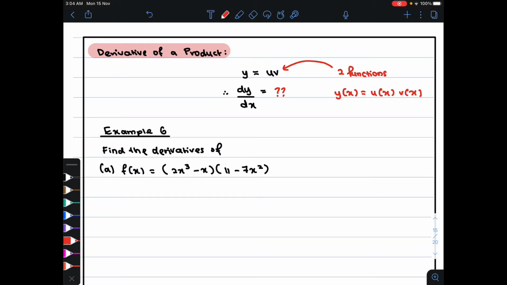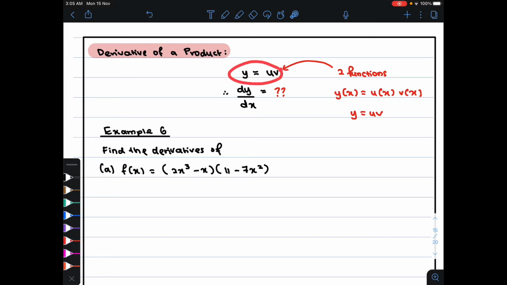So we'll get u(x) times v(x). All the functions should be in terms of the same unknown, which is x in this case. Instead of writing it like this, you can just call y(x) as y, u(x) as u, and v(x) as v. So that's why we have y equal to uv.